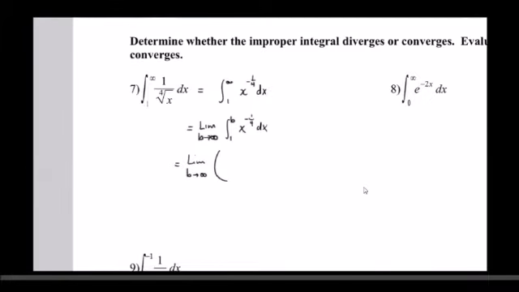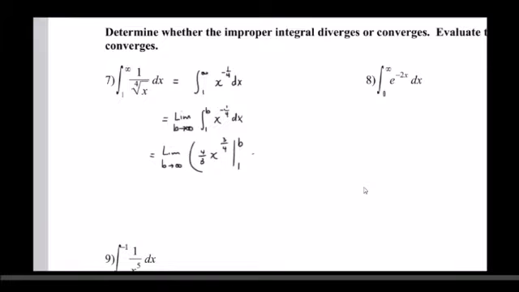So now let's take a look at the antiderivative. So if we have -1/4 and we add 1, that's going to be 3/4. So we've got x to the 3/4, and then we divide by it or multiply by 4/3. That's the antiderivative, but remember we need to now evaluate that fundamental theorem of calculus from 1 to b.